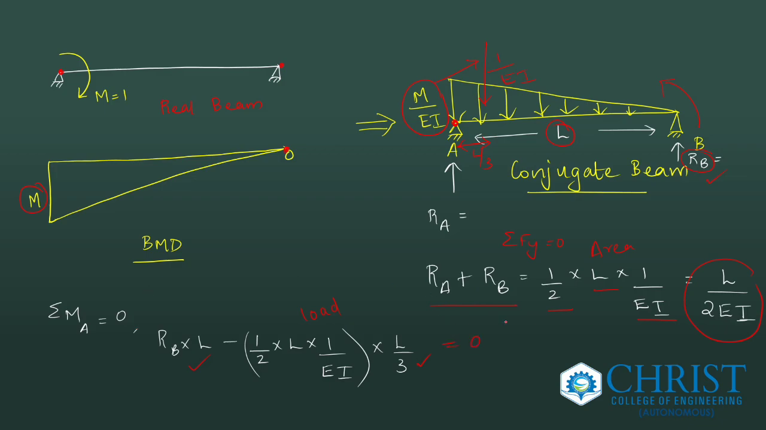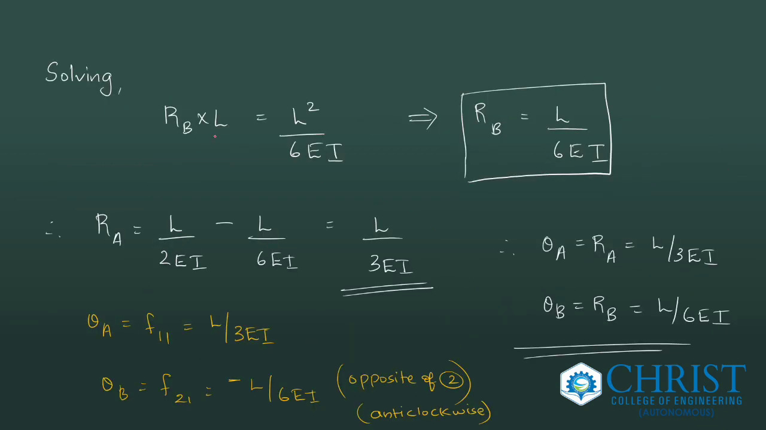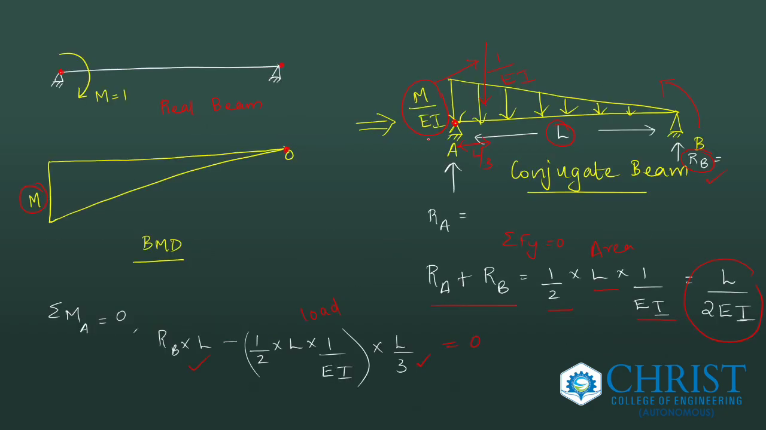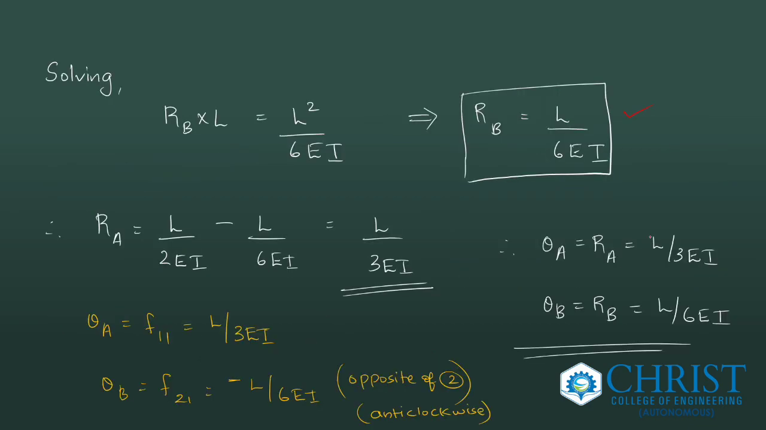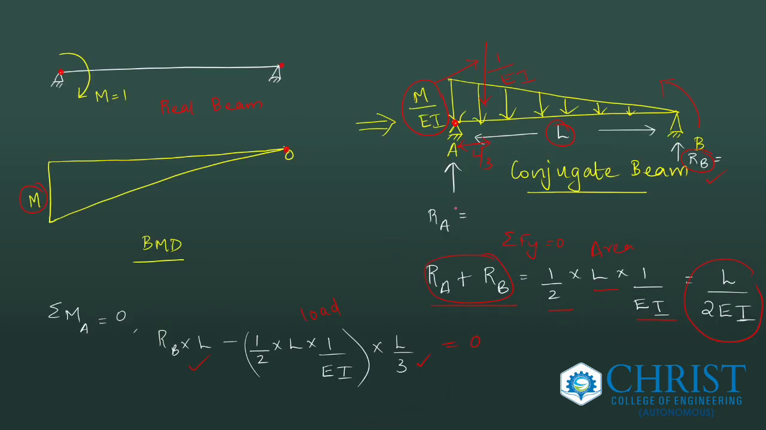Equate it as 0. Then we will get RB into L equal to L square by 6EI, from which, solving, I get RB is equal to L by 6EI. We already know RA plus RB is equal to L by 2EI. Substituting the value of RB there, we will get RA is equal to L by 2EI minus L by 6EI, that is L by 3EI. So L by 3EI is the support reaction at RA. That is nothing but my shear force at that point.